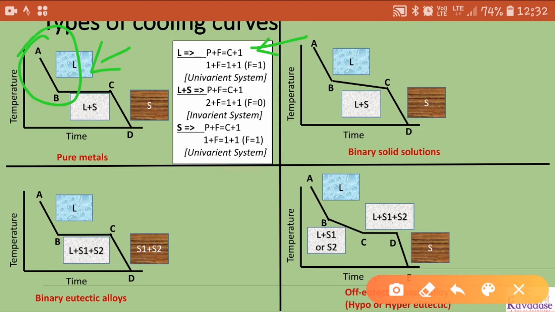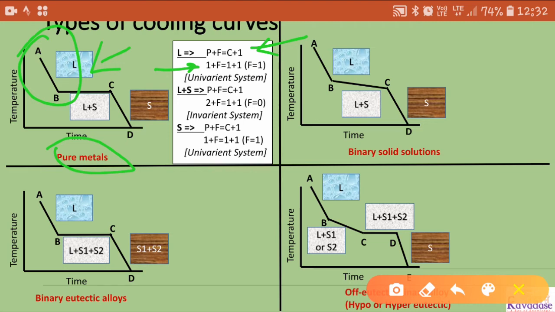F means degrees of freedom, we have to calculate degrees of freedom. C means components. So how many components are there in pure metals? Only one component. Pure metal means only one, no adulteration or other ingredients available here. And 1 plus 1. So after simplification you will get F is equal to 1, means degrees of freedom is equal to 1. So when degrees of freedom is equal to 1, it is also known as univariant system. Means 1 degree of freedom univariant, 0 degrees of freedom invariant, 2 degrees of freedom bivariant. So such type of naming system is given to this.